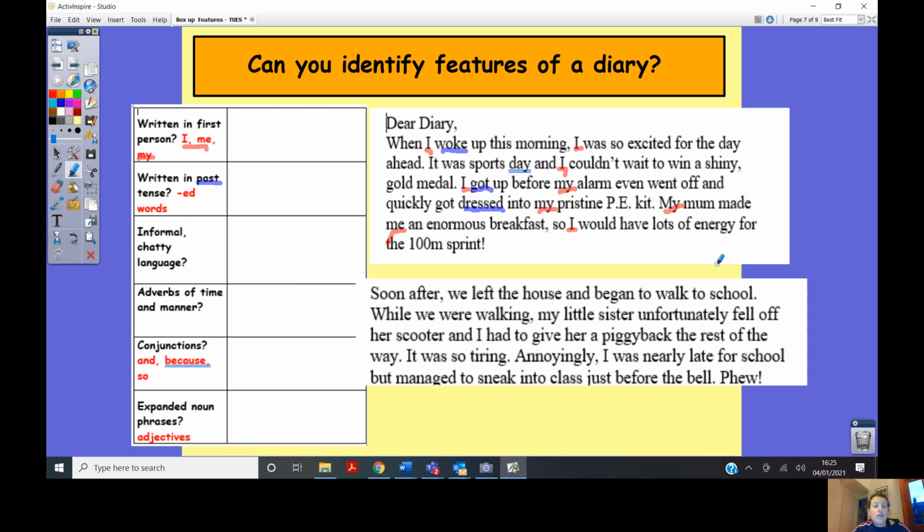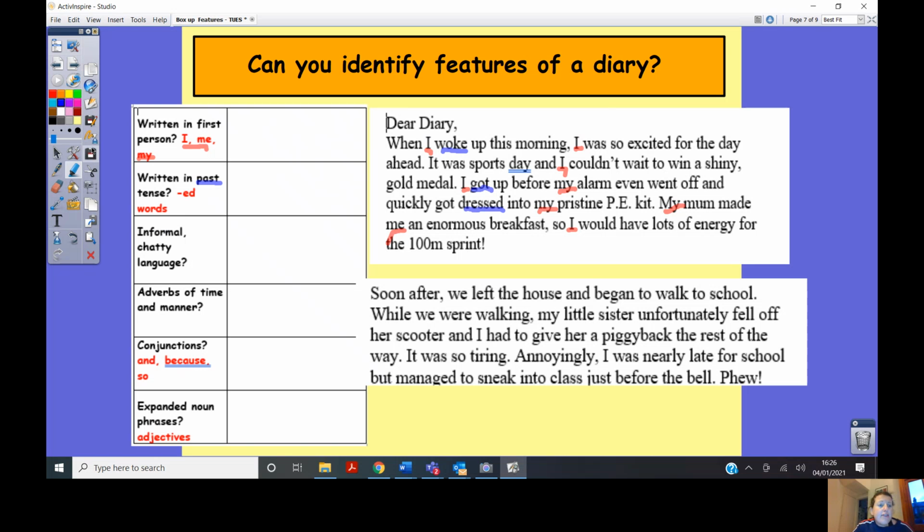So he got dressed this morning. He is already dressed. He's already been dressed when he wrote this diary. He's not saying, now I'm going to go and get dressed. No, he is already dressed. So you can have a look and find some more examples of that in this entry.